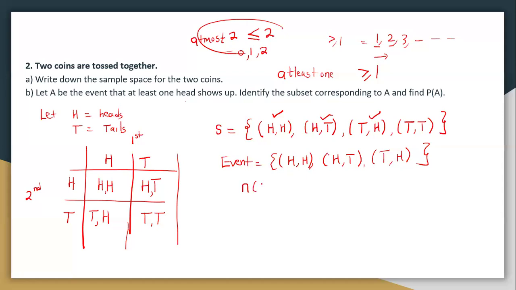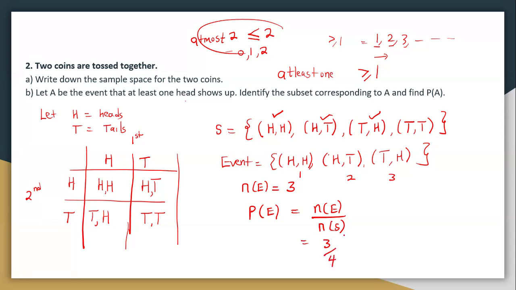So here we shall say that our number within the event, we shall have 3, because this is 1, 2, and 3. And therefore, the probability for the event, we shall set the number of elements within the event out of the number within the sample space. So you shall have 3 out of 4.